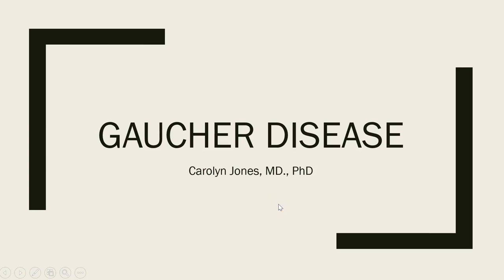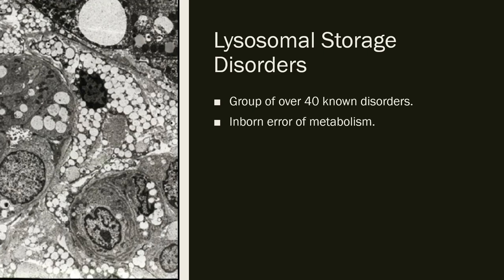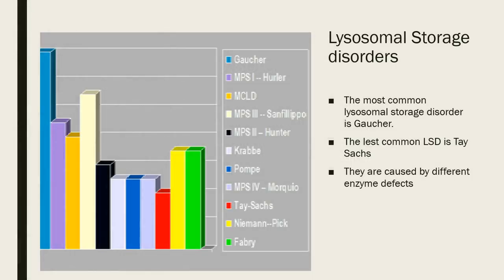Okay, this is going to be a small presentation on Gaucher disease. Gaucher's disease is one of the most common of the lysosomal storage diseases, and there are over 40 different lysosomal storage diseases. They're under the umbrella of inborn errors of metabolism, and as I said, Gaucher's is the most common.